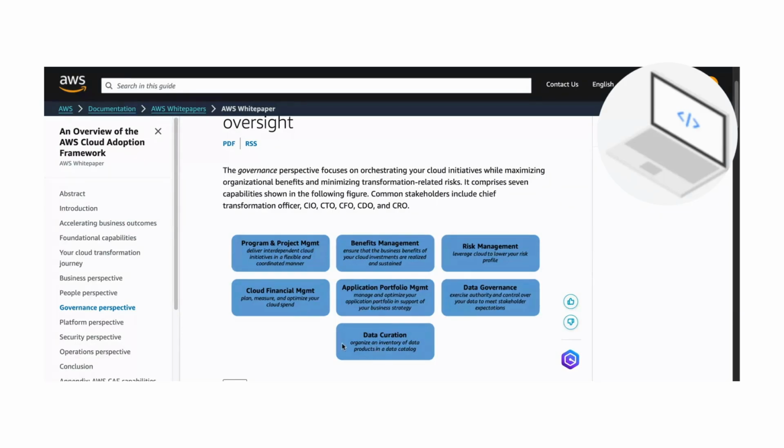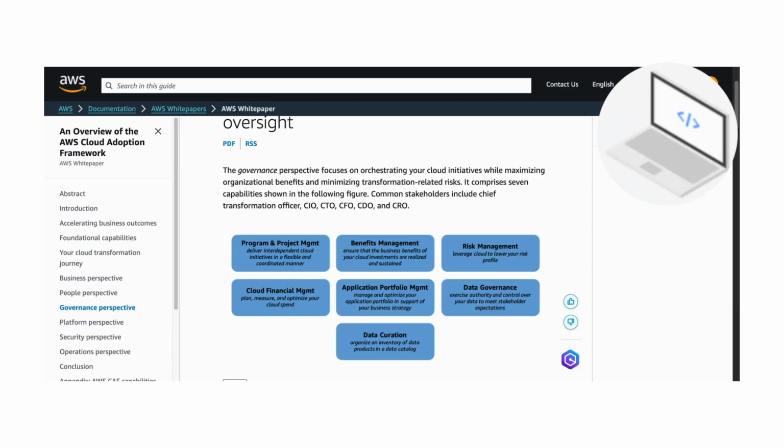Cloud financial management comes next, and this capability helps you plan, measure, and optimize your cloud spending. It's pretty easy to provision resources in the cloud, but without proper financial accountability, costs can spiral out of control. For example, by aligning your account structure with how your organization operates, you can gain a granular view of consumption patterns and identify areas where you can cut costs, like eliminating idle or underutilized resources.